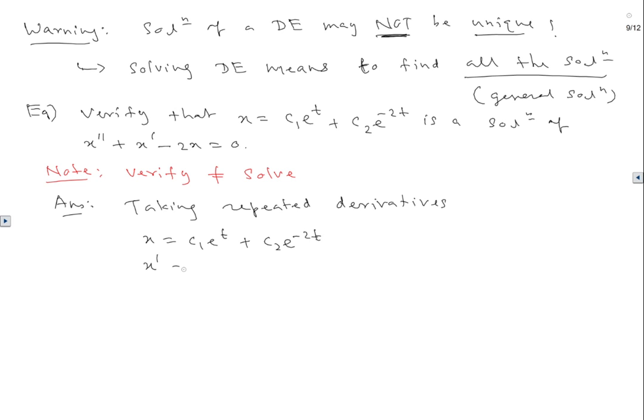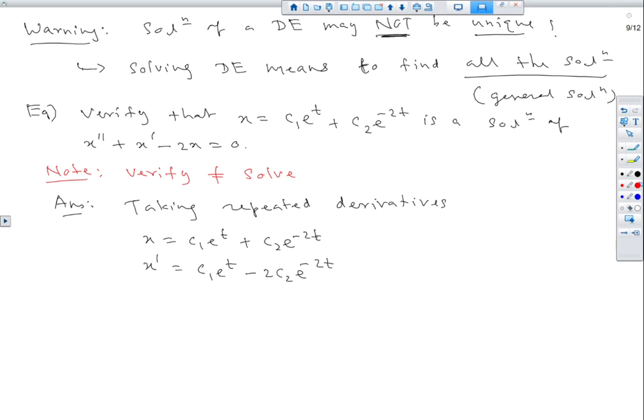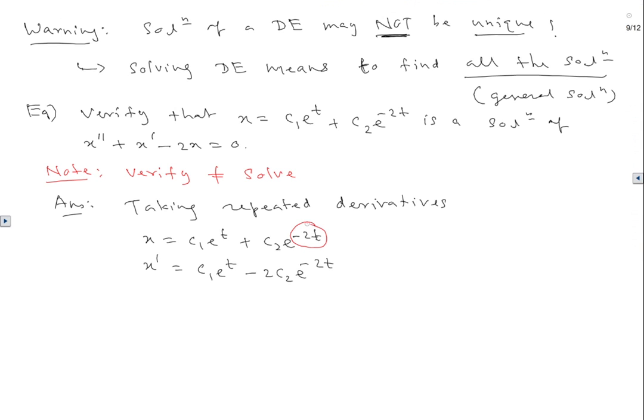and then we have x prime, so let's take the derivative. If you take the derivative, what do you get? c1 e to the t. By the chain rule, c2 is a constant, and e to the negative 2t. When you take the derivative of the exponential function, you simply multiply by the derivative of the exponent. So that means it's going to be negative 2 c2 e to the negative 2t. By the chain rule, you simply multiply by the derivative of this function, which is negative 2. That's why you multiply by negative 2.